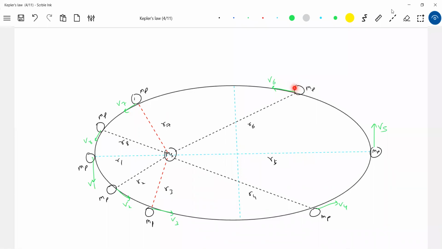So it is more than 90 here, no? Similarly here also more than 90. And if you come here it is 90 degrees. So at a few places it is 90 degrees. Angle between R bar and V bar. So what about this? This will be less than 90.